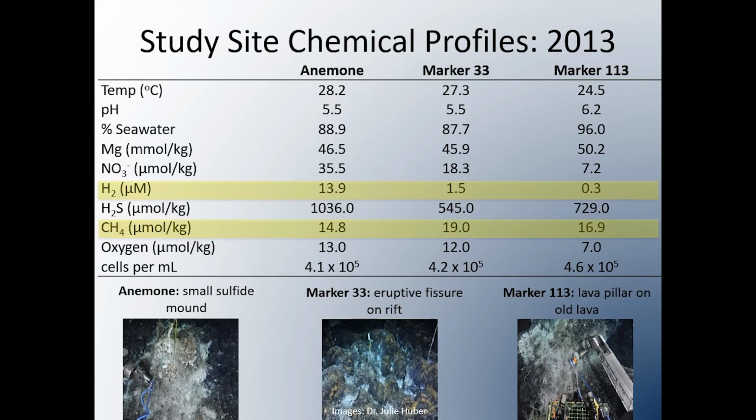The oxygen at Marker 113 is half the concentration of the other vents and the lowest measured across all vents sampled. I've highlighted hydrogen and methane again as a reminder that both of these compounds were detected by the Cassini probe in the Enceladus plume. So a lot of studies now focus on studying methanogens, which use hydrogen and carbon dioxide and produce methane.